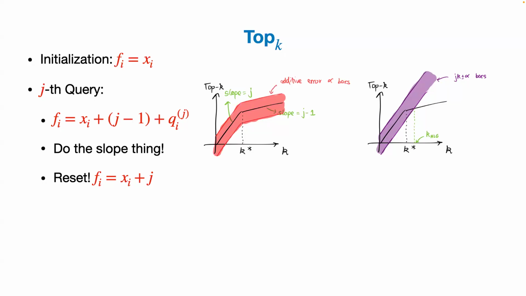And for the j-th query, let's assume that the frequency is already x_i plus j minus 1 from the previous query. For this one, we can just do the same thing. We can just insert 1 to everyone that q_ij is equal to 1 and do a no-op for others. Then do the slope thing and answer the query.